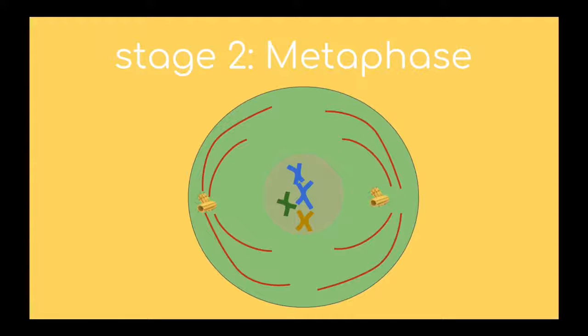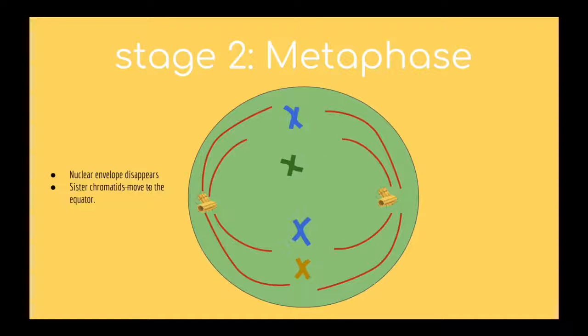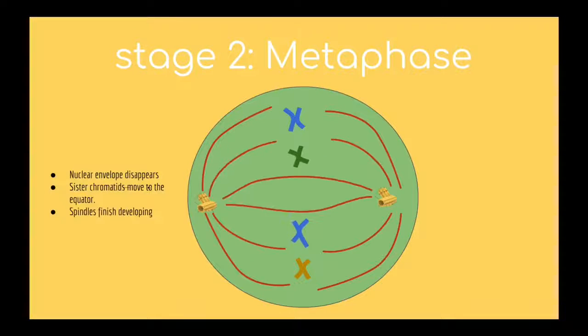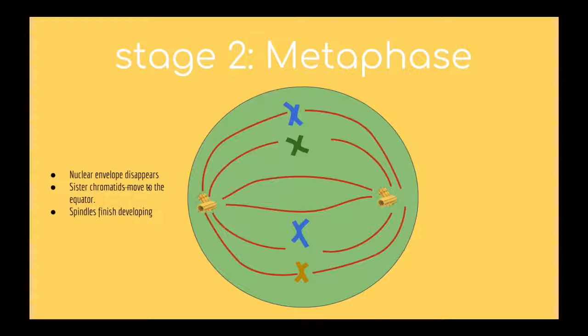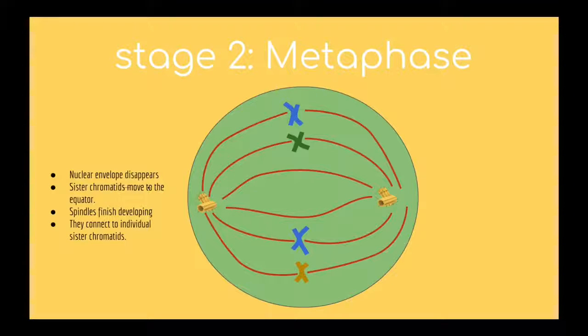Now, onto metaphase. In metaphase, the nuclear membrane disappears completely. The spindles complete their development and connect the chromatids to the microtubules. The sister chromatids all line up at the metaphase plate. The metaphase plate is the line that is an equal distance from both poles of the cell.